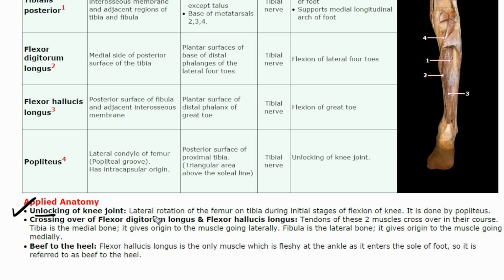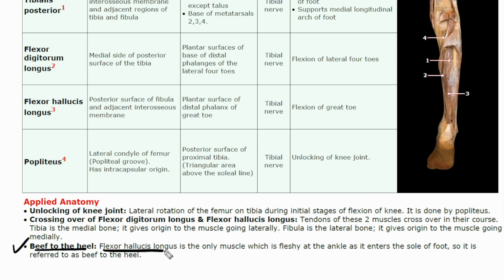So what happens here? Lateral rotation of the femur on the tibia occurs during the initial stages of flexion, because there is a movement called locking in which there is medial rotation of the femur. So lateral rotation of the femur will occur in unlocking, done by the popliteus muscle. And this also we saw: crossing over of the tendons of flexor digitorum longus and flexor hallucis longus. Then there is a term called beef to the heel.